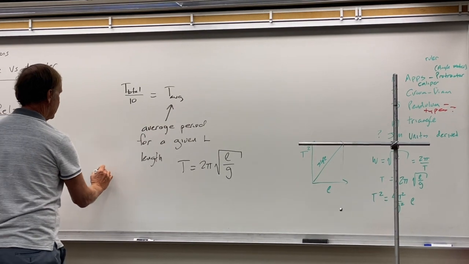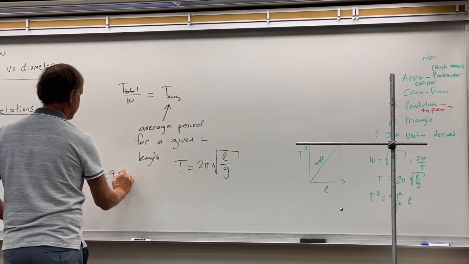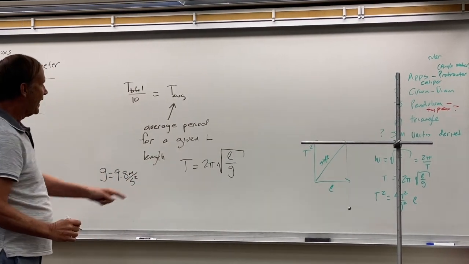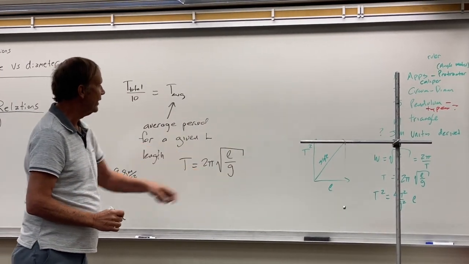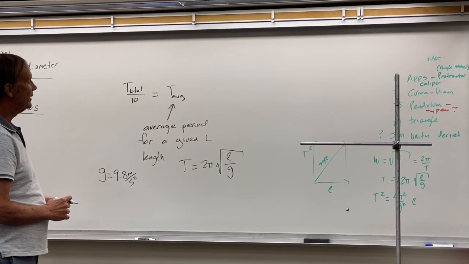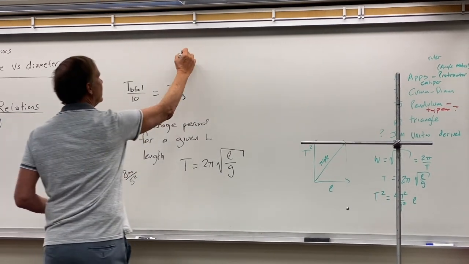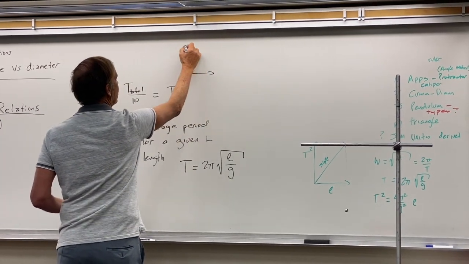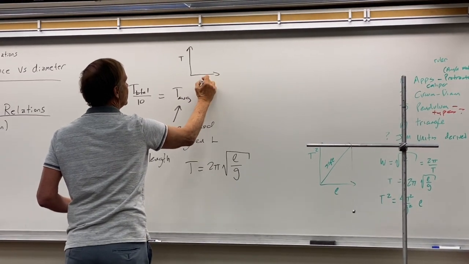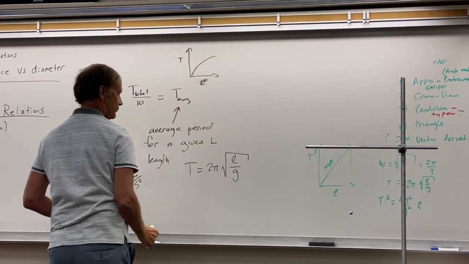Okay, so for g here, we want to use the exact value, 9.8 meters per second squared. And so we see then that our theoretical relationship for the period of the pendulum should go like the square root of L. And so if we were to plot the period versus the square root of L, T versus L, it might look something like that.